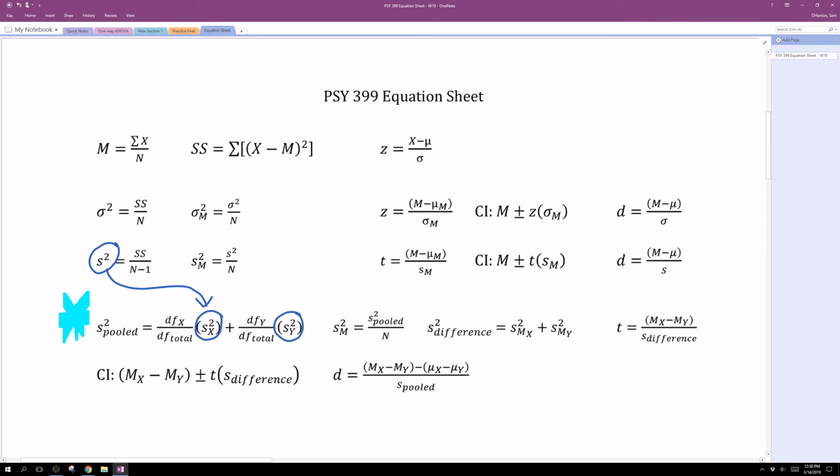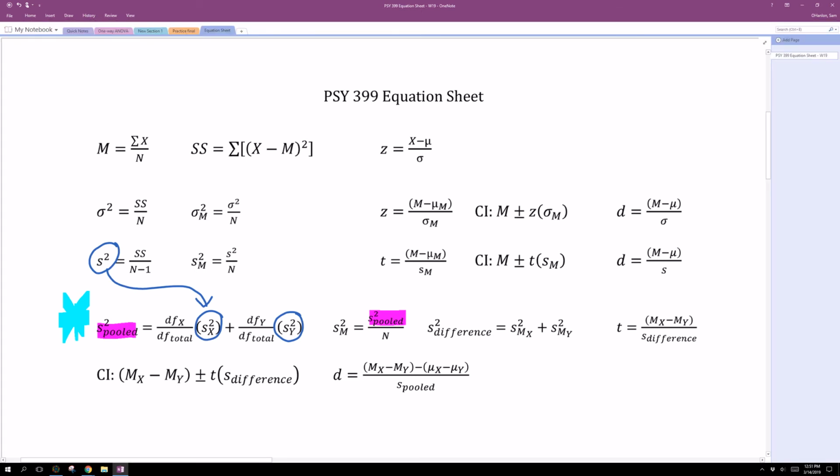So once you have s squared pooled, you see that it goes in the numerator of this next step. So you take s squared pooled and you divide by n. Now you do this for each sample. If your samples are the same size, you're going to have the same variance of the distribution of means for both samples. If your samples are different sizes, this number is going to be different because n is going to be different.